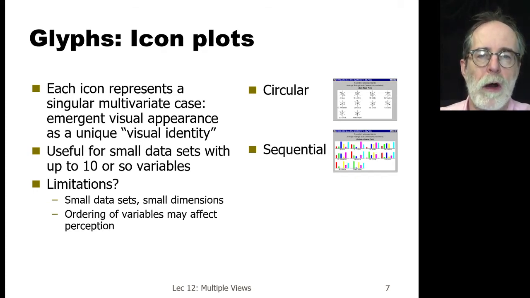So that previous plot is an example of using icons, or essentially freestanding, more complex micro visualizations per location, in order to get across the underlying complexity of the data set. And in icon plots, each icon represents a single multivariate case. So each of the regions in the Vancouver city is a location of a multivariate case. And the emergent visual appearance is some kind of unique visual identity.